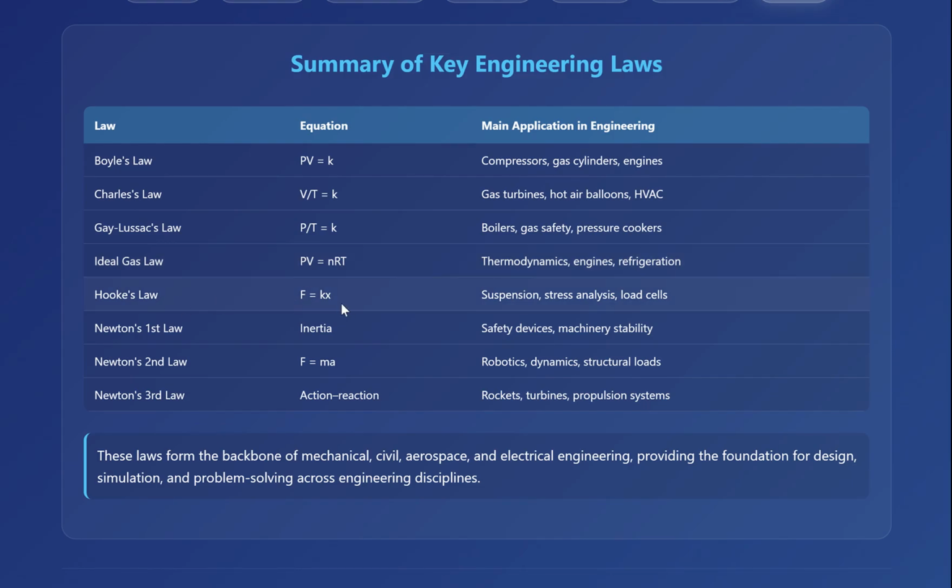Hooke's law looks at the relationship between force and extension or elongation, and in this scenario, you can also look at the stress-strain relationship using Hooke's law. Newton's first law is about inertia. The second law is about force and acceleration. The third law is about action and reaction. So these are the backbone laws that form the mechanical, civil, aerospace, and electrical engineering, providing a foundation for design, simulation, and problem solving across engineering disciplines.